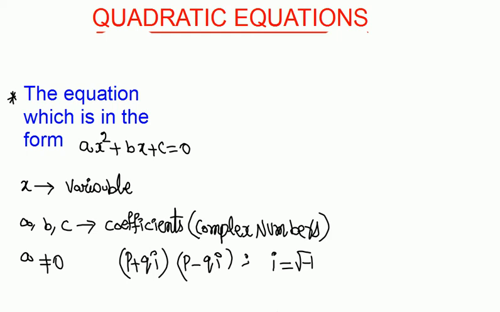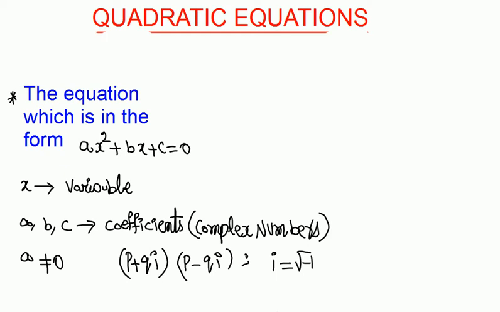So here a, b, c values are the coefficients of the variables. They are taken from the complex number set. And here the a value is not equal to 0. It is also called the leading coefficient.